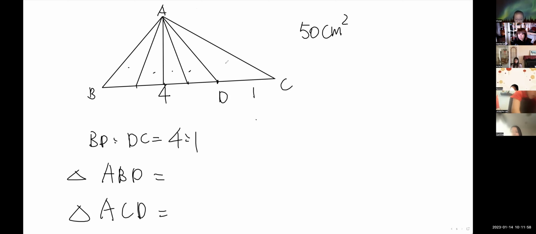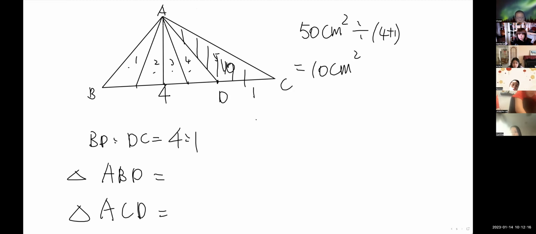Each of them should be equal, because they have the same base and the same height. So that's why 1, 2, 3, 4, 5, they're equal. So all I need to do is 50 divided by 4 plus 1, which equals 10 centimeters squared. So this one is 10, and this one is 10 times 4 equals 40. Understand, everybody? Right? That makes everything so easy, right?